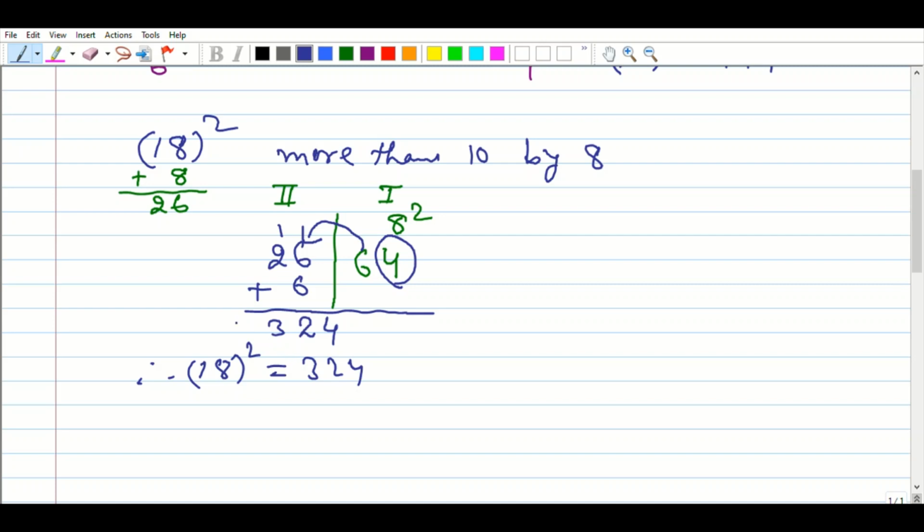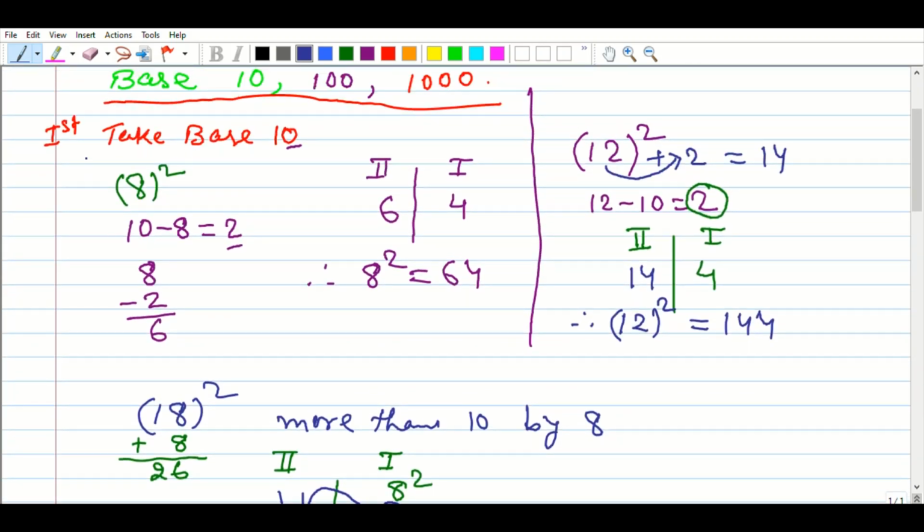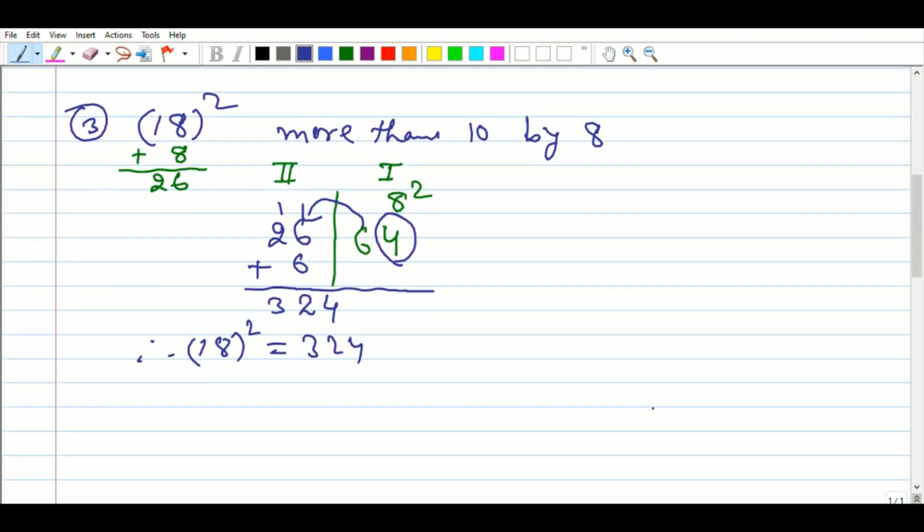That is 3 numbers: 1, 2, 3. Okay. By solving this question, we get the conclusion here.